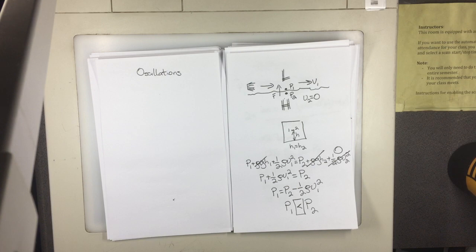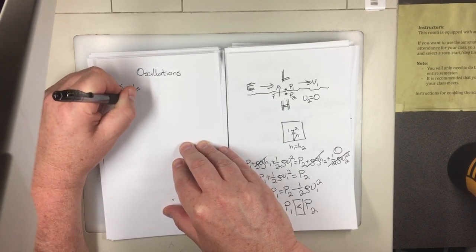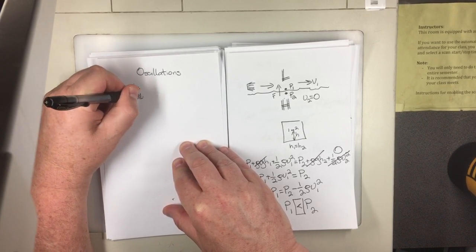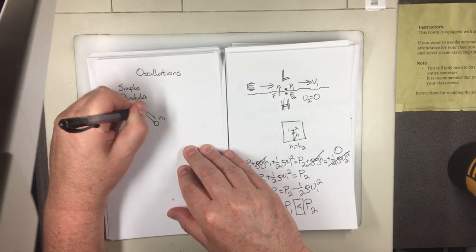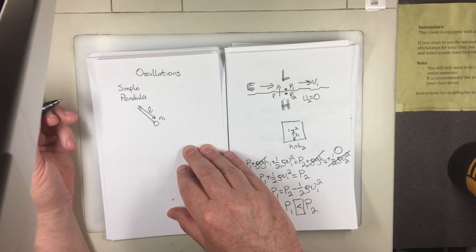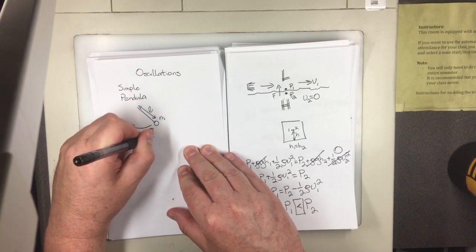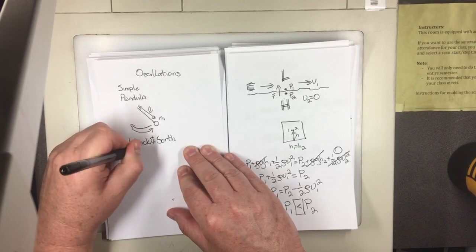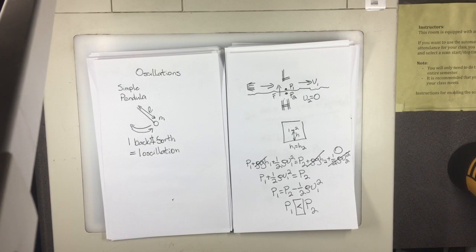everybody has had at one point either a grandfather or grandmother clock with those big pendula that swing side to side. The one thing you notice is that the pendulum swings back and forth on a regular basis. Those are simple pendula. A simple pendulum is a mass at the end of a length of string or a stick, and that thing oscillates back and forth. One back and forth is equal to one oscillation. So when it goes back and forth, one; back and forth, two.